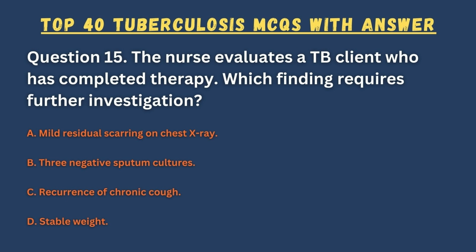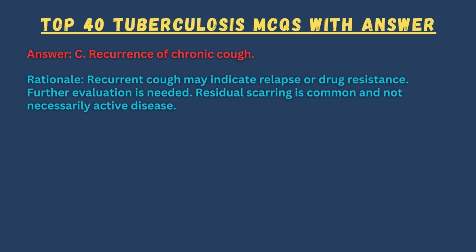Question 15. The nurse evaluates a TB client who has completed therapy. Which finding requires further investigation? A. Mild residual scarring on chest X-ray. B. 3 negative sputum cultures. C. Recurrence of chronic cough. D. Stable weight. Answer: C. Recurrence of chronic cough. Rationale: recurrent cough may indicate relapse or drug resistance. Further evaluation is needed. Residual scarring is common and not necessarily active disease.